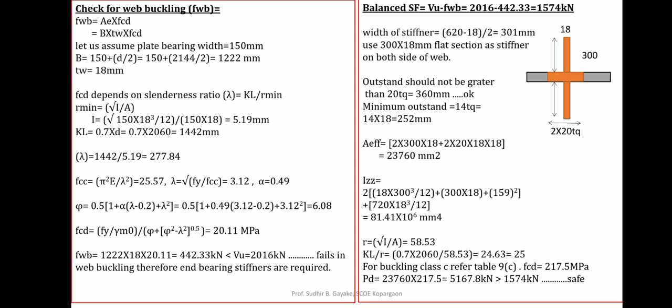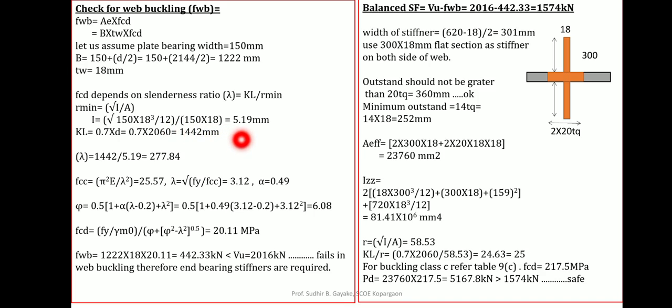And now lambda depends upon, so lambda is KL by R minimum. So for R minimum you require under root of I by A value. So moment of inertia for that 150 plate bearing width will be equal to BD cube by 12, 150 into 18 cube by 12 divided by 150 into 18. Now I am getting, so here is again one correction, instead of I it should be R.